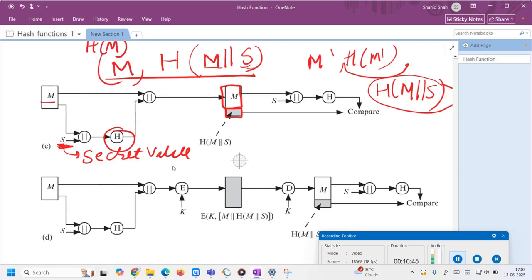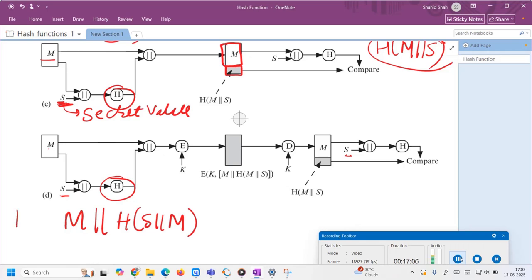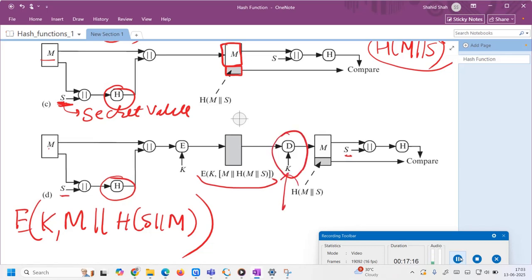Okay, and then you can do one more thing, which I think is more conservative and more secure. You can have the secret value S also. Then you can concatenate M and S and do the hash, then concatenate the message and H of S concatenated with M, then apply an encryption algorithm to this. Okay, double security. Then the receiver will first decrypt it with key K. Then the receiver knows that the hash is not of M, it is of M concatenated with S, and it will accordingly compare it and find out whether the data is compromised or not.